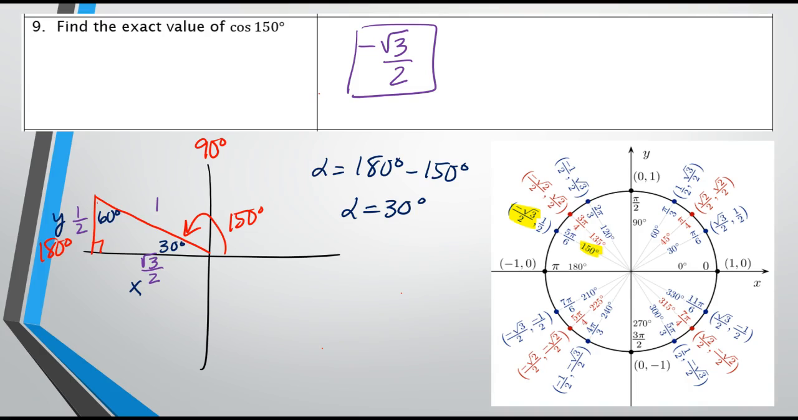And now this ordered pair up here, if I were to make it into two coordinates, my x value would be going left. So this should be negative root 3 over 2. And then my y value is going up, so it stays positive. And then you just need to know that your cosine value is always the same as your x value. So again, we got the negative square root of 3 over 2.